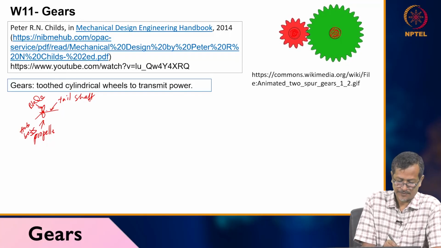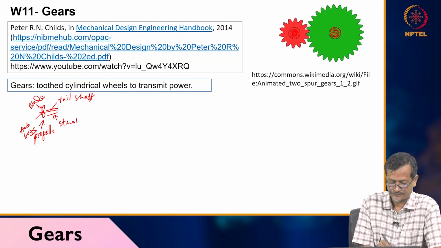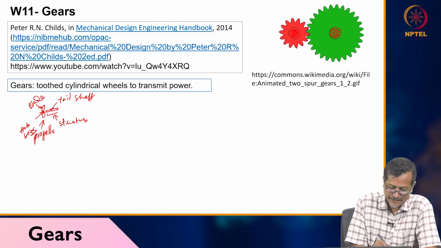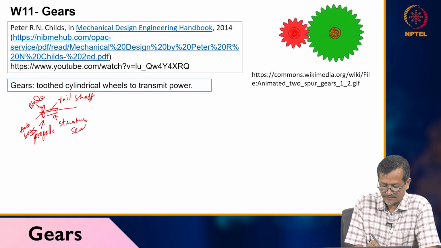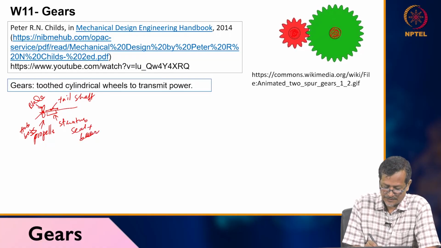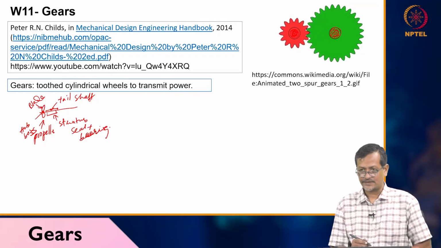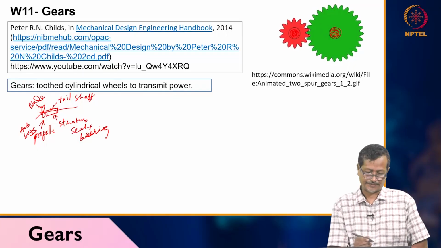Then the tail shaft will be passing through your stern tube. In the stern tube, there will be a sealing arrangement and a bearing arrangement. So the stern tube will have seal plus bearing, because bearing will be holding the load, but seal will not allow water or oil to pass through it.